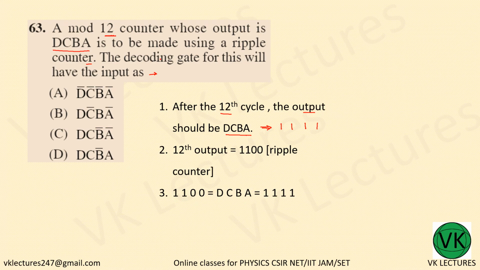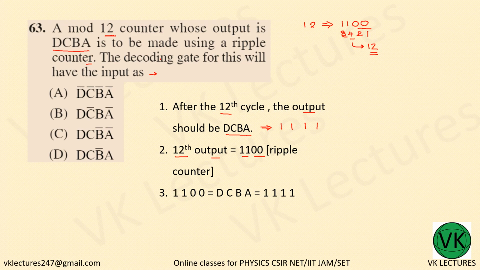Now the 12th output in general is 1100. How do you get that 12th output? 12 in binary number is 1100. This is 8, this is 4, this is 2, this is 1. Okay, so 8 and 4 are there and 2 and 1 is not there, so it will add up to 12. So this is 12th count.